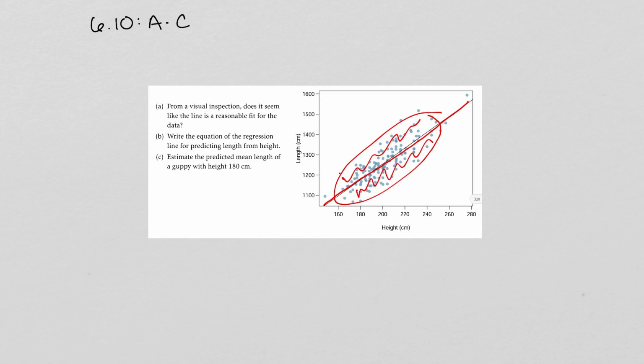So the expected length is equal to the intercept. So when height is negative, then the intercept is somewhere over here, right? 470.66 plus 3.92 times the height.